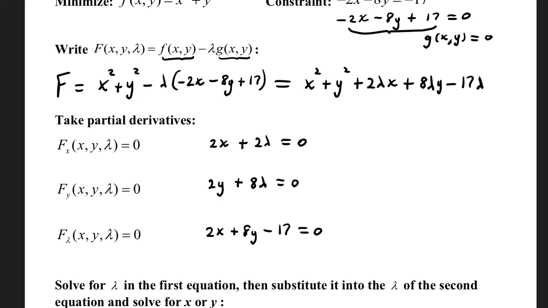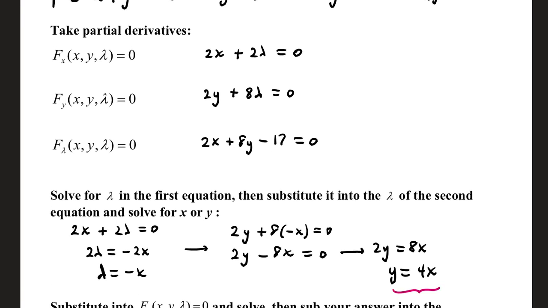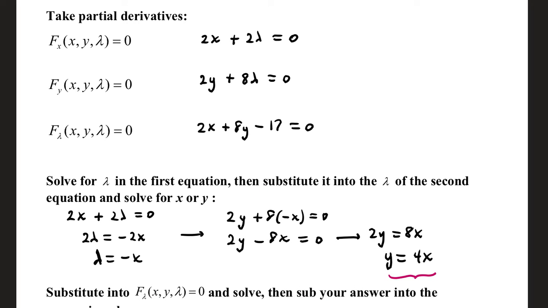And then go back through a third time, take the derivative of your terms involving lambda. So we'll have 0, 0, 2x, 8y, and minus 17. There's 3 terms with a lambda, so there will be 3 terms in your partial derivative. Solve for lambda in the first partial derivative. So we'll take our first line. In order for that to be equal, lambda has to be equal to negative x.